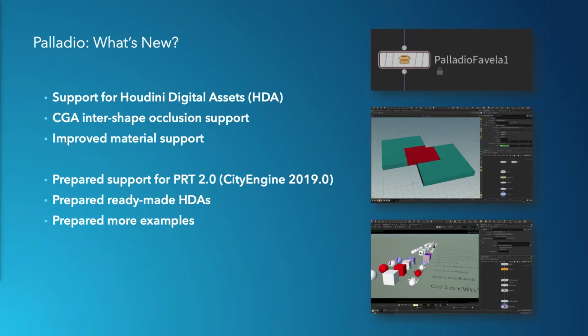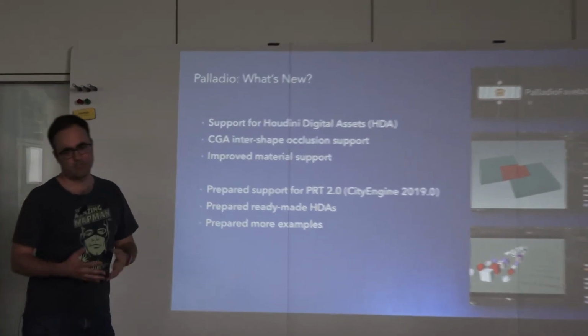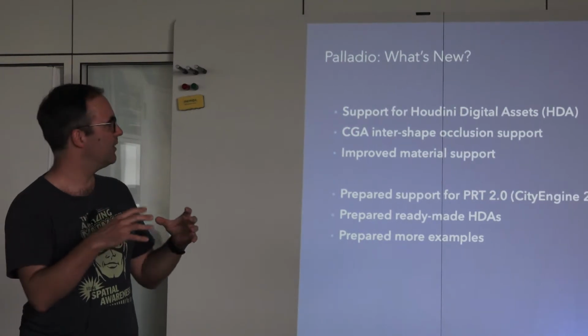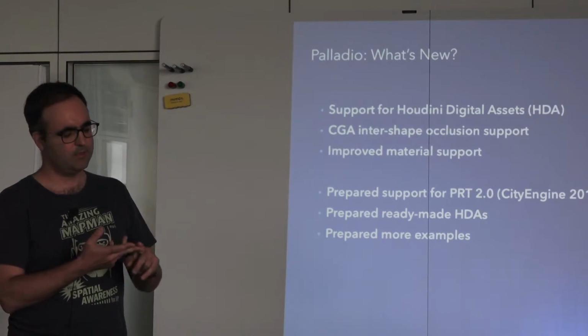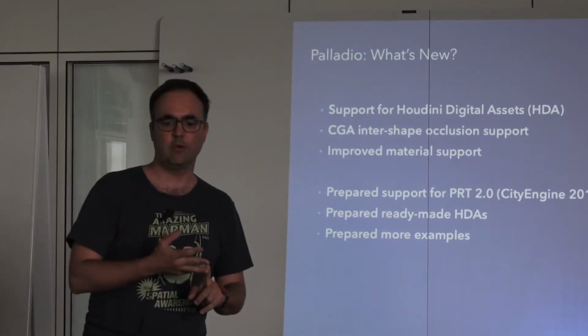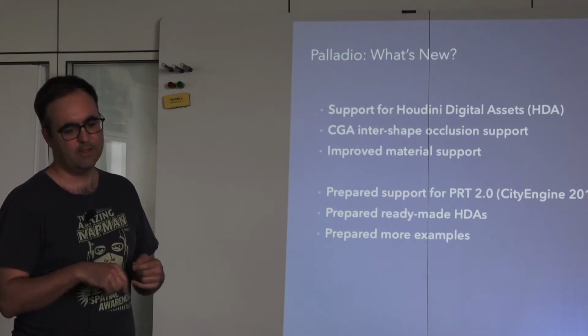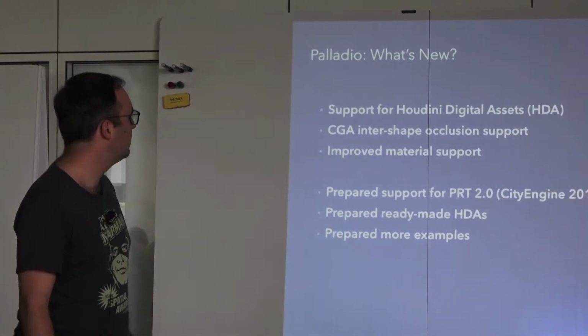So what's actually new in Palladio since last year, for those who used it? I apologize, this is now very Houdini-specific slang. The first one: we now support Houdini digital assets, which is a very neat way to put a whole city in one package. You can now create one file with the Palladio plugin inside, the CityEngine rule package inside, and any other Houdini nodes. So you can basically take a Houdini scene, I'll show you an example afterwards, drag and drop this package in there, and you have a CityEngine city ready to go.